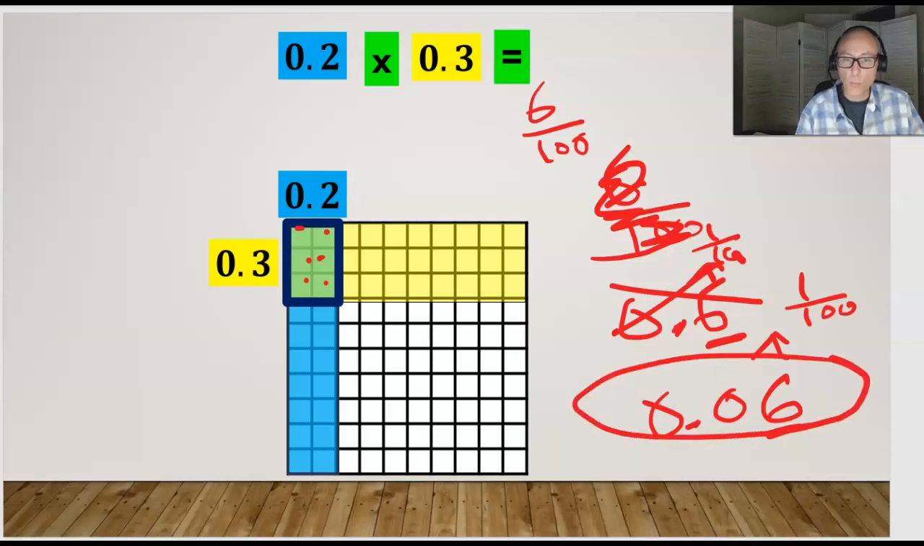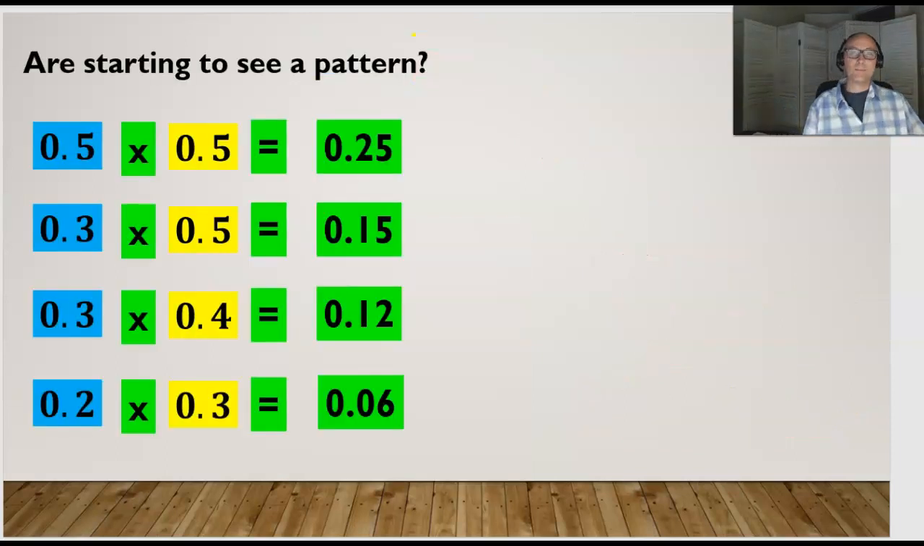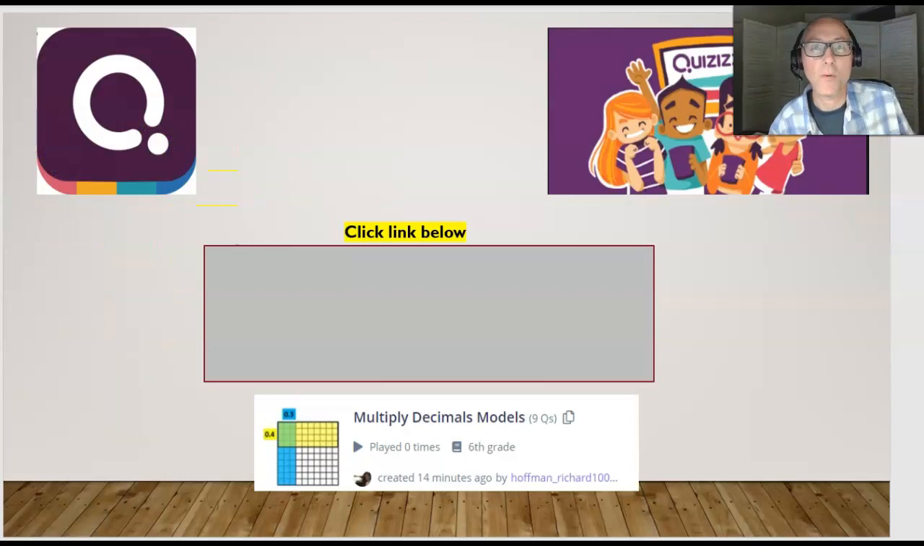Is that what you picked? I thought so. I knew you did. Now we got the pattern. Can we make the rule? Well, let's play quizzes and we'll come back and find out more.